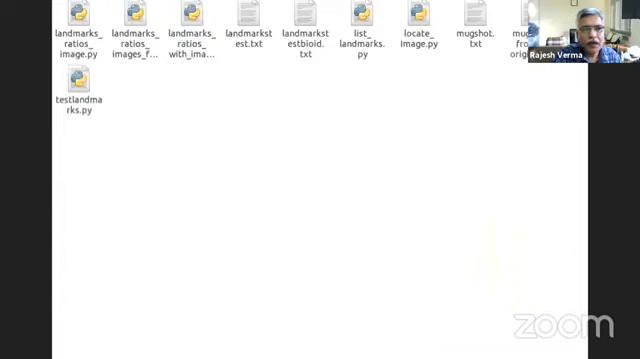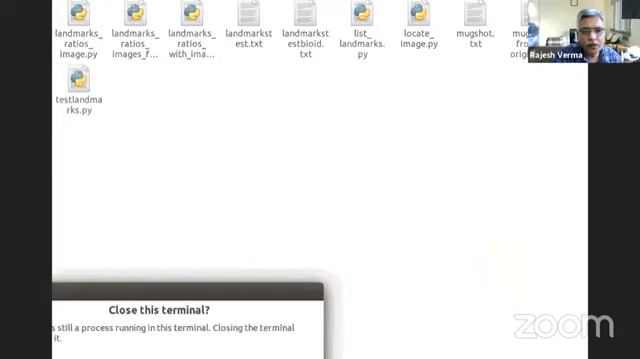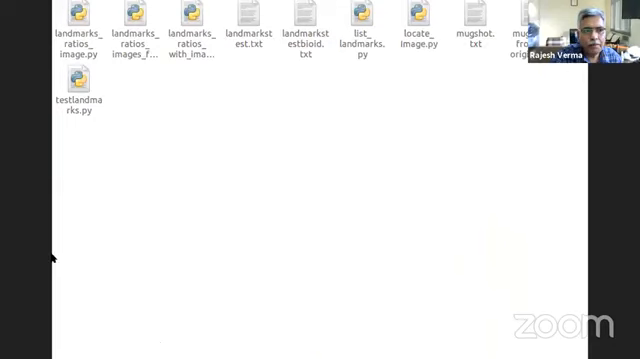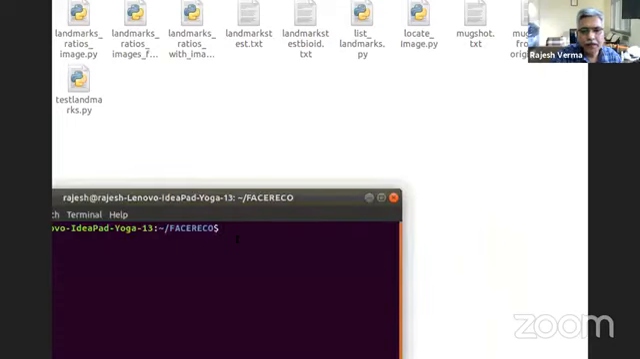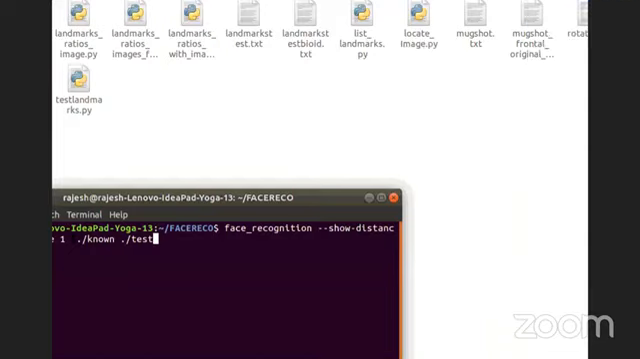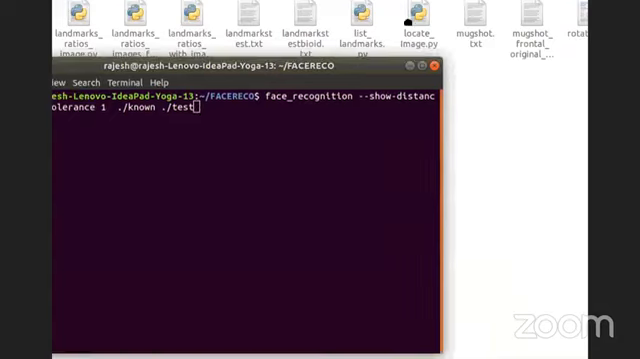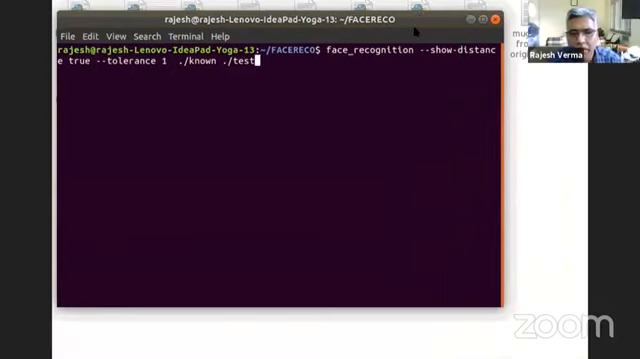For that, I will give a command here. I will first close this terminal. The command is this: face recognition, show the distance, and tolerance is 1.